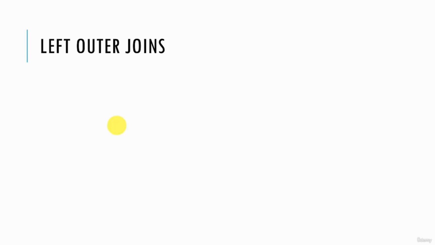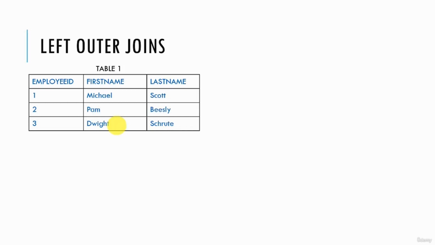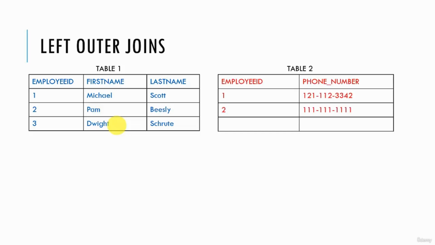So let's introduce the concept of left outer joins. Okay, let's take a table which is very simple: employee ID, first name and last name. Let's take another table, employee ID and phone number. Pretty much the same thing that we just discussed in our previous slide. Now, what happens when I left join table 1 with table 2?